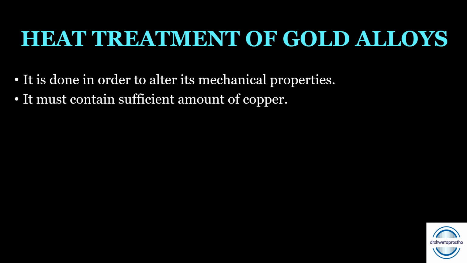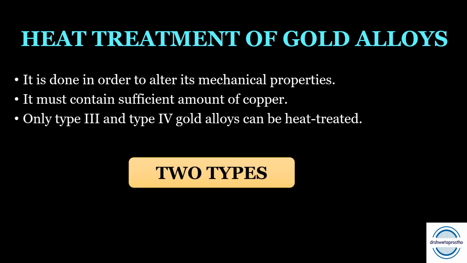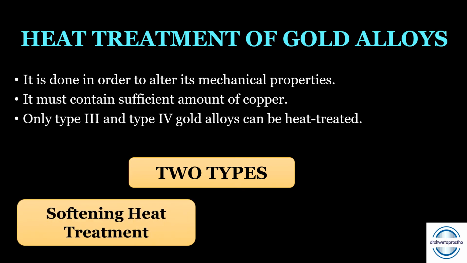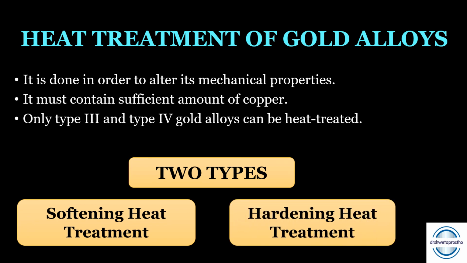Okay, now what is the requirement? The gold alloys can only be heat treated if they contain a sufficient amount of copper. And because of this copper content, only type 3 and type 4 gold alloys can be heat treated. Now, depending on what type of mechanical properties we finally want to get, there can be 2 types of heat treatment. First is the softening heat treatment, which is called the solution heat treatment, and second is the hardening heat treatment or the age hardening. Let us discuss them.